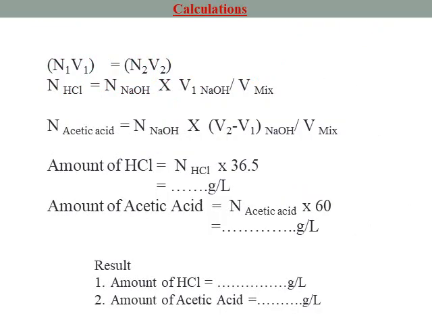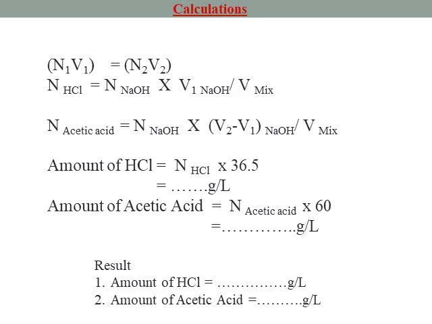The calculations are very easy: N1V1 equals N2V2. The normality of HCl is the normality of NaOH multiplied by volume V1 from the graph, divided by V mix, which is the volume of acid mixture taken. The normality of acetic acid is the normality of NaOH, which is known, multiplied by V2 minus V1, obtained from the graph, divided by V mix.